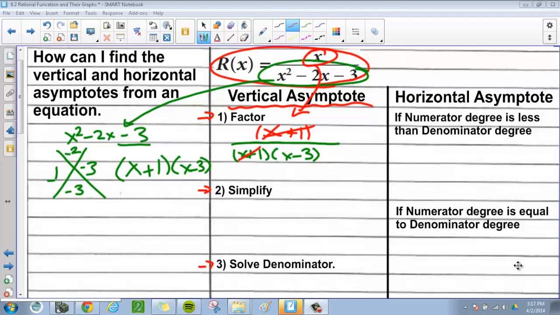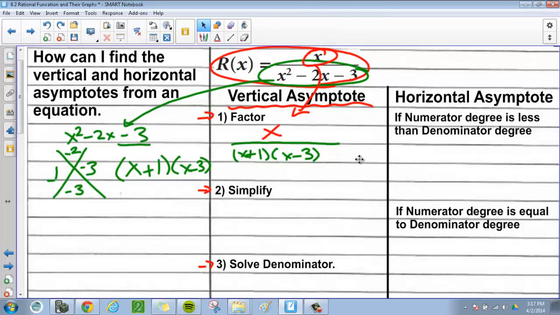I'll Control Z that. Can I Control Z? Doesn't seem like I can. Let's try it one more time. Control Z. There we go. So this is it. This is our function. We can't simplify it. Step 2 done. Just put a little check there. Okay? And now we have to solve the denominator.